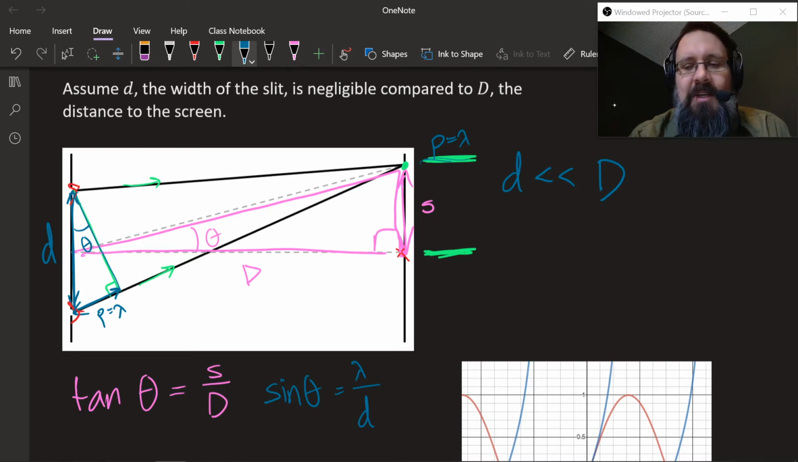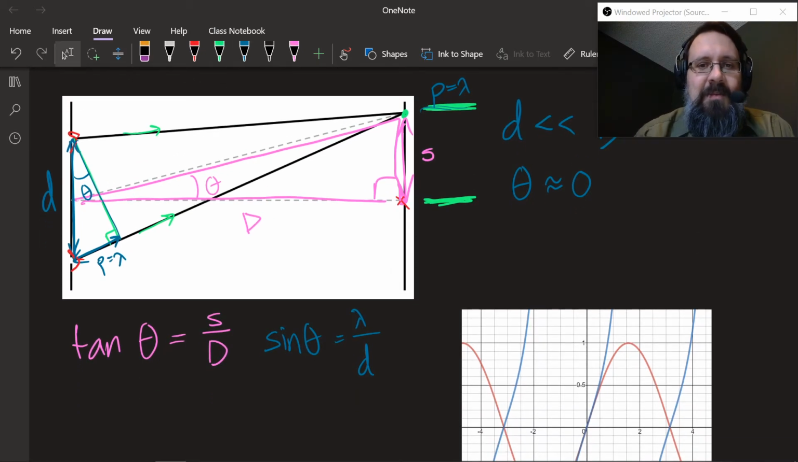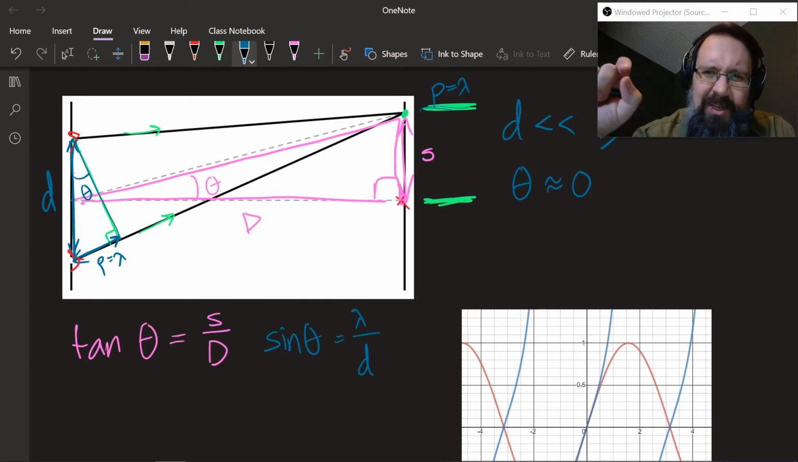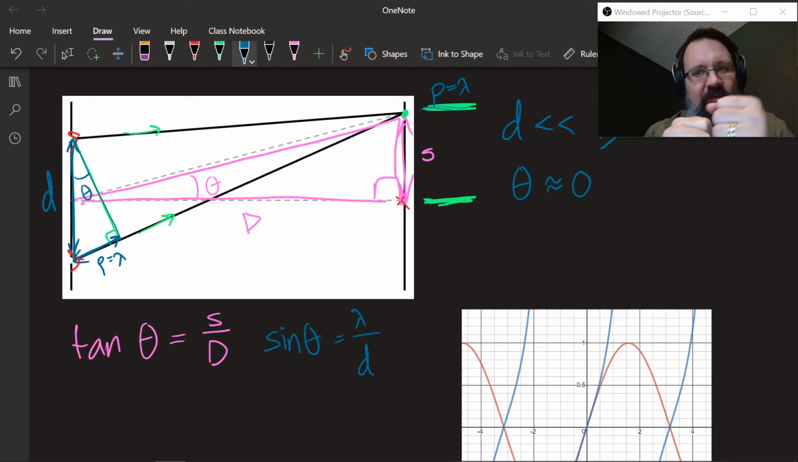Since little d is much, much smaller than capital D, that means that theta is going to be pretty much zero. It's going to be a very, very small angle. Imagine that you shrank that little d down really small and took that big D and stretched it out really far, then you would realize that that angle is going to go to zero.